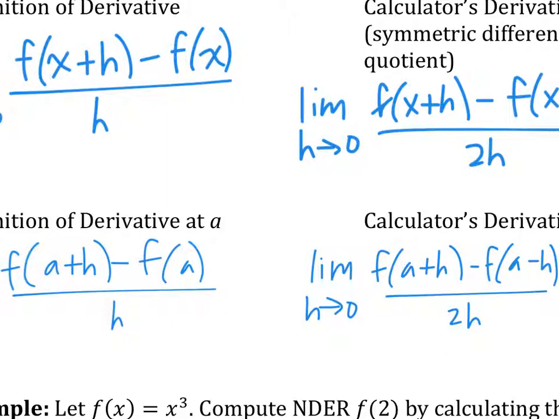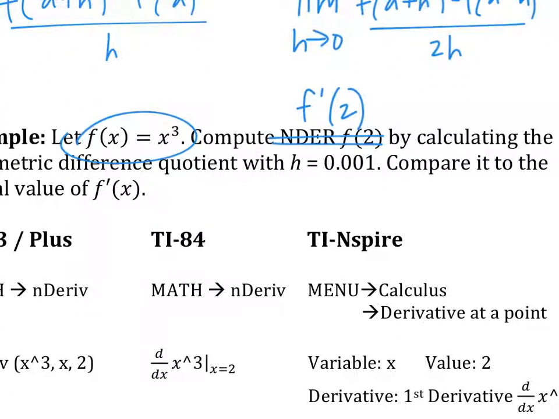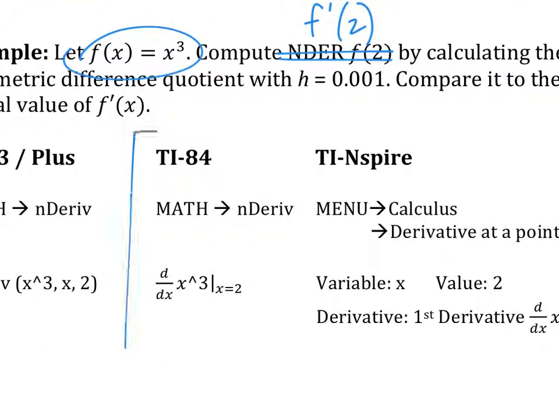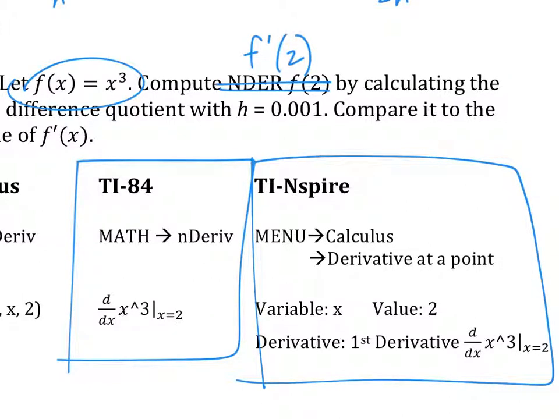All right, let's use our calculator. So we are going to find, so f of x is equal to x cubed. We want to find the derivative at 2. Most of you have the TI-83, you're going to follow the TI-83 direction. If you have Inspire, then you're going to follow the Inspire direction to figure out the answer. So we have the function x cubed, and we want to figure out the derivative at 2.